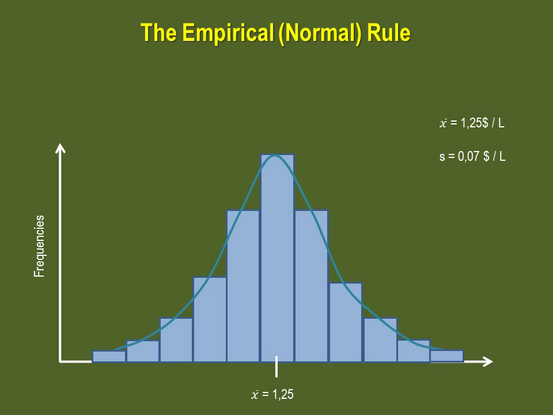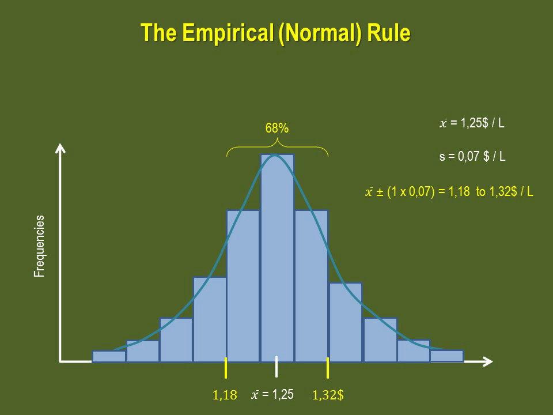The empirical rule states that 68% of the gas prices you'll encounter will be within 1 standard deviation of the mean. In other words, you can add 1 standard deviation to the mean, so $1.25 plus 7 cents gives us $1.32, and subtract 1 standard deviation to the mean, which gives us $1.18 per litre. So 68% of the gas prices you'll encounter will be between $1.18 and $1.32 per litre.